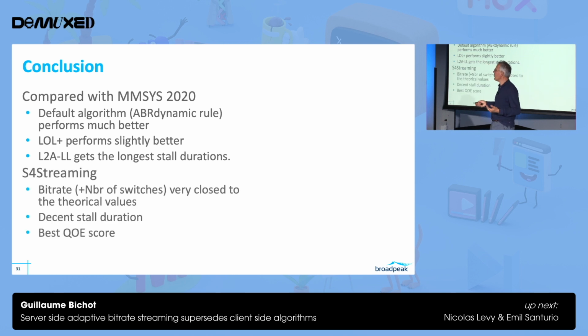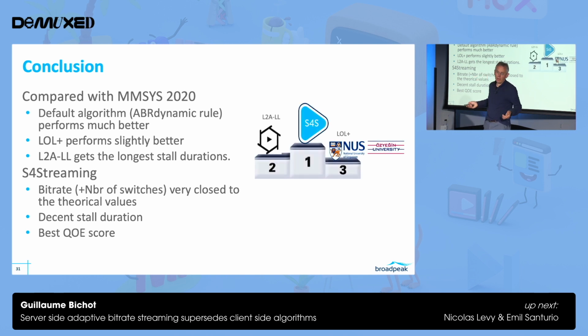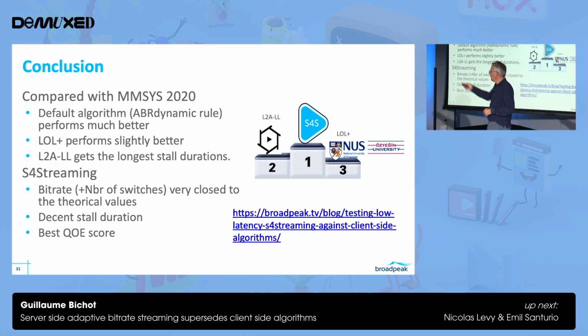And regarding S4 Streaming, we have a measured bitrate that is very close to the theoretical target, for a decent stall duration, as I said, and the best QoE score. So S4S runs first, for the moment at least. As I said, there is an article that you can read on our blog.